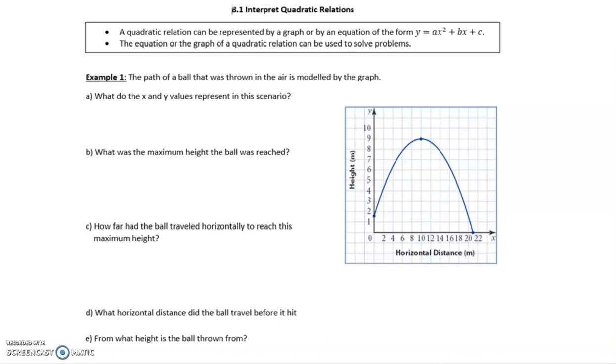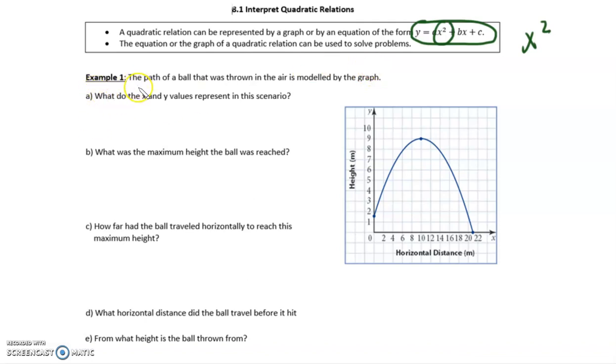Okay, 8.1, interpret quadratic relations. So a quadratic relation can be represented by a graph or by an equation in this form, okay? Y equals ax squared plus bx plus c. One of the major things that we're looking for here is that it has an x squared in it, okay? So the equation or the graph of a quadratic relation can be used to solve problems.